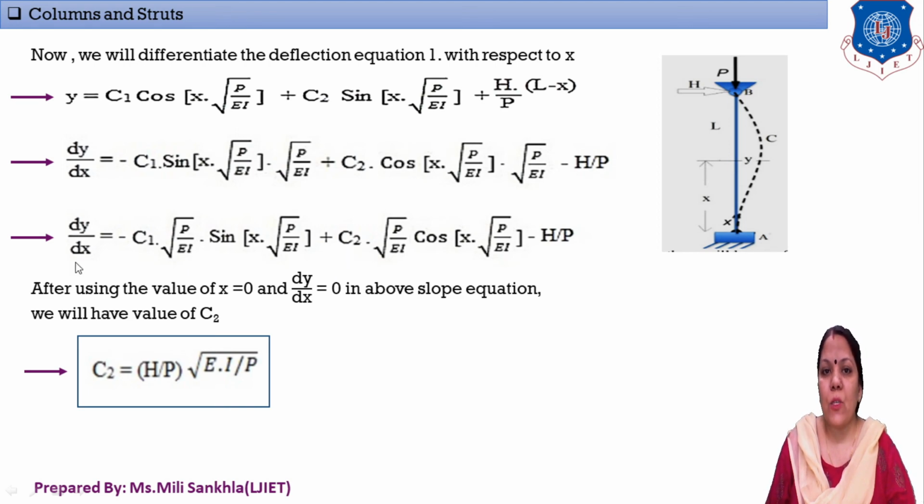This term is 0 and C2 under root P upon EI, and this cos 0 is equal to 1. Look at this, C2 is equal to, with the opposite sign, plus H by P, and this P upon EI is converted into EI by P. This is the value of our second constant C2. Here we get two values of constants C1 and C2.